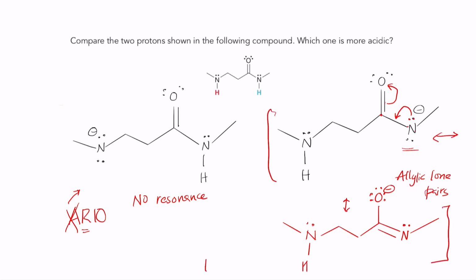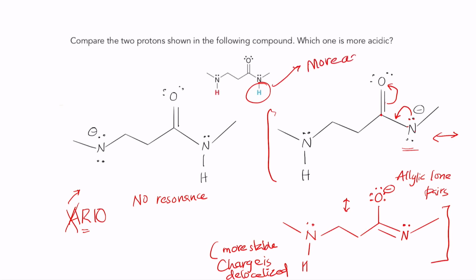Because the nitrogen has resonance, the charge is delocalized. When the charge is delocalized, it means it's more stable, which means that this proton is more acidic. So the blue proton here is going to be more acidic. Now try another problem.